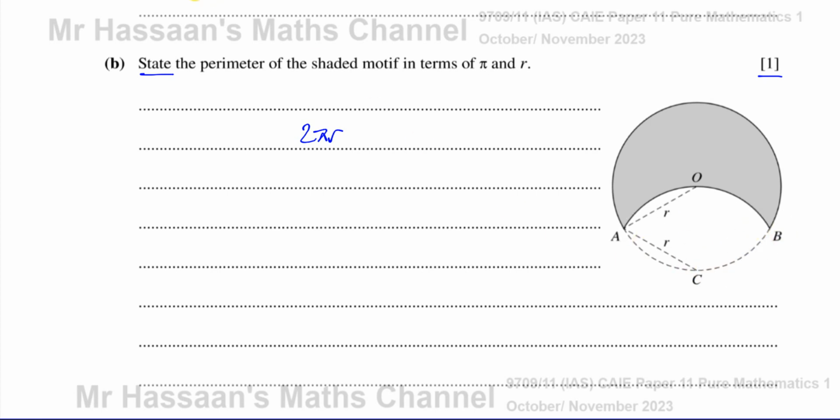We could even prove it if you wanted to. I mean, it's only worth 1 mark, so this is of course not necessary to do at all. But I know that, for example, this angle is 2 pi over 3. So we can say the arc AB is going to be, remember, the length of an arc is given by r theta. So theta here is 2 pi over 3, so it's going to be r times 2 pi over 3.